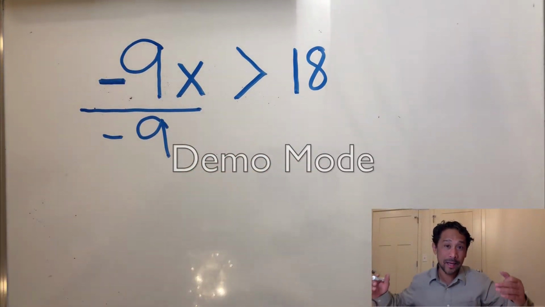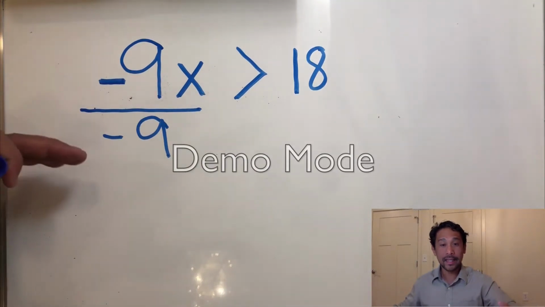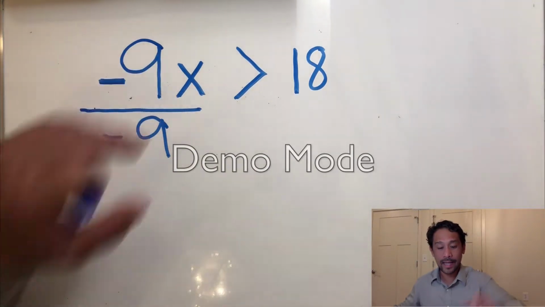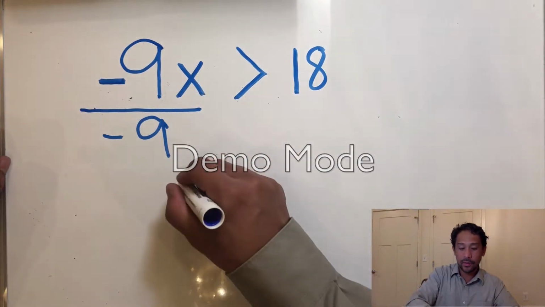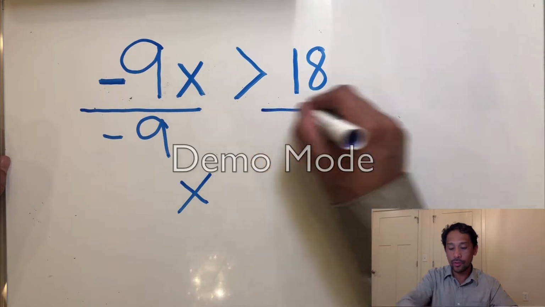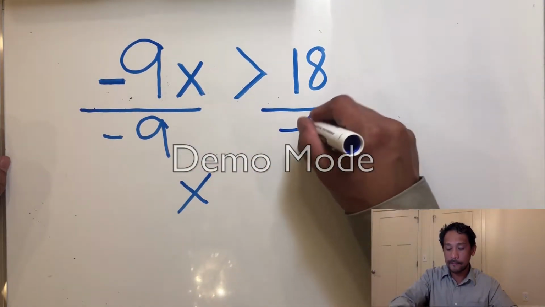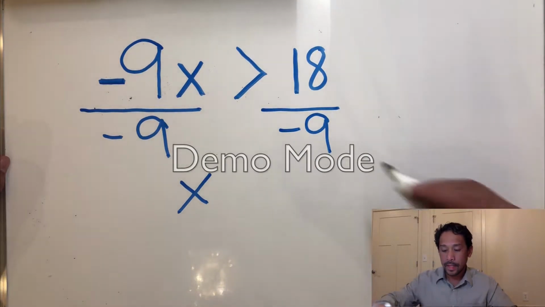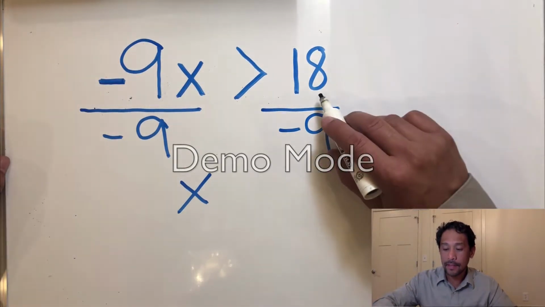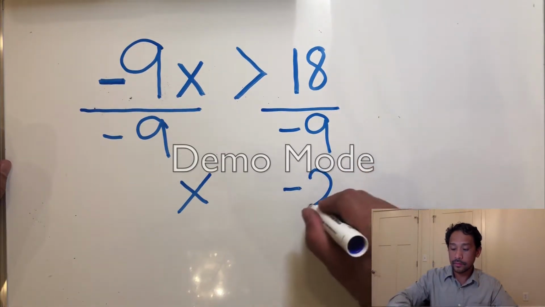Again, I'm dividing by a negative 9 because negative divided by a negative will become a positive, and I need a positive x. So this will be a positive x. I will also do to one side what I did here, I have to do to the other side. Now, 18 divided by negative 9 will give me negative 2.